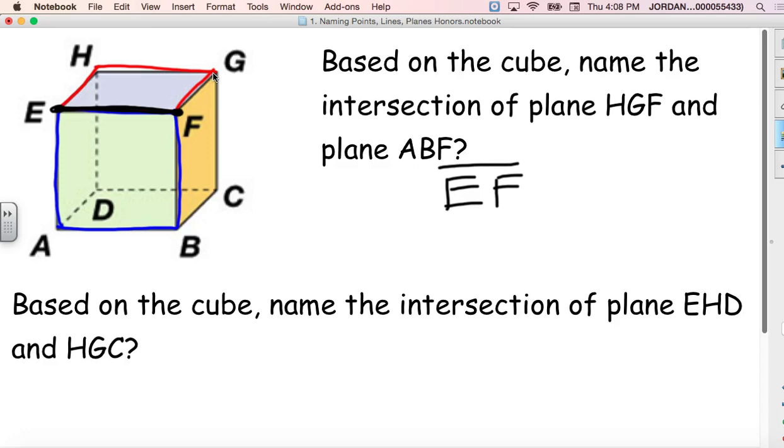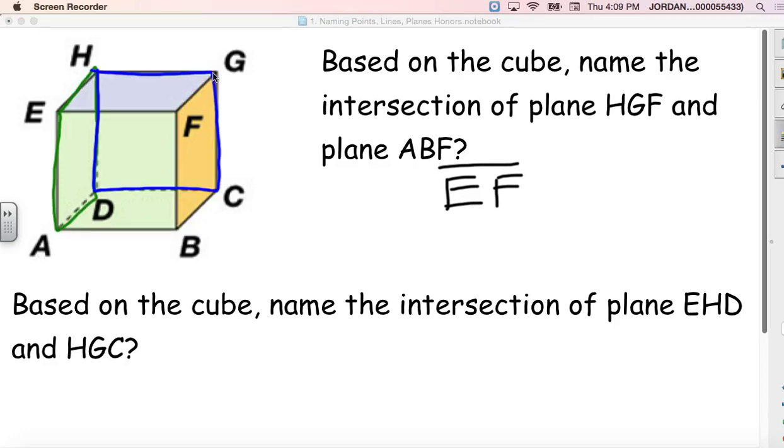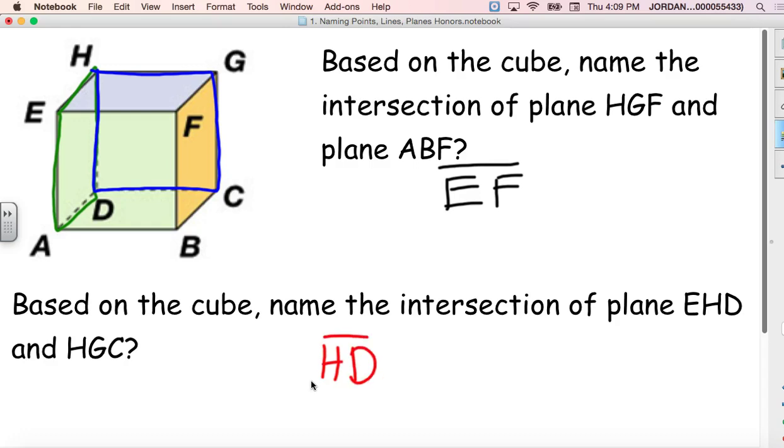Okay, next, based on the cube, name the intersection of plane EHD and HGC. So I'm going to go ahead and pause the video, let you guys try that one on your own, and I'll tell you the answer. All right, so EHD and HGC are going to intersect at the line HD, line segment HD.